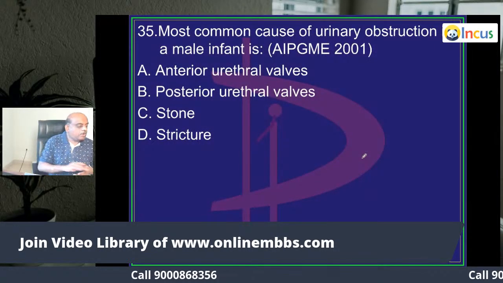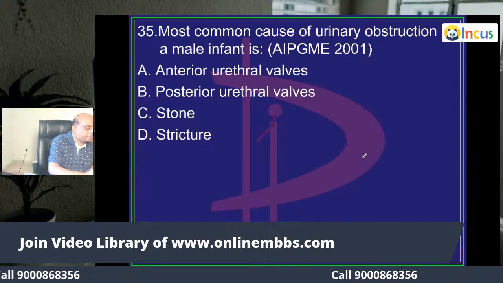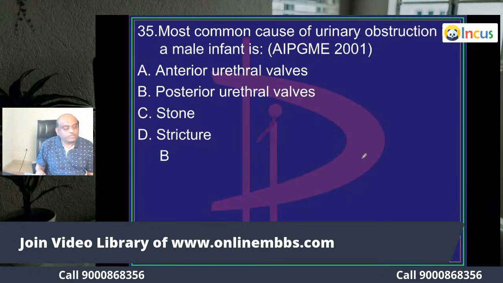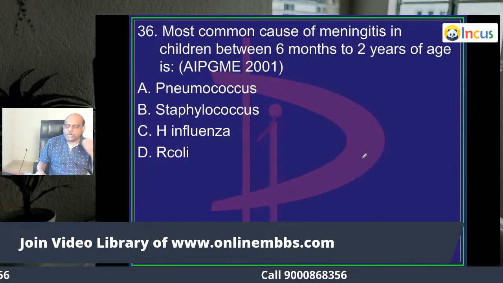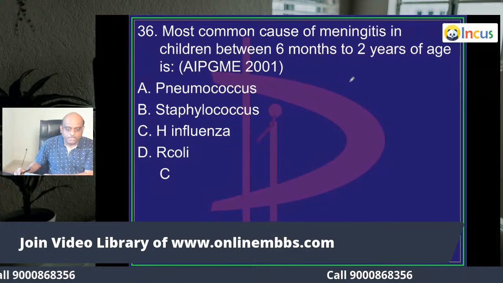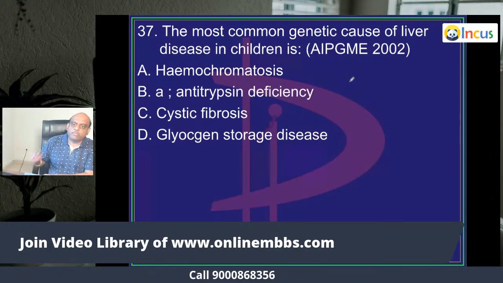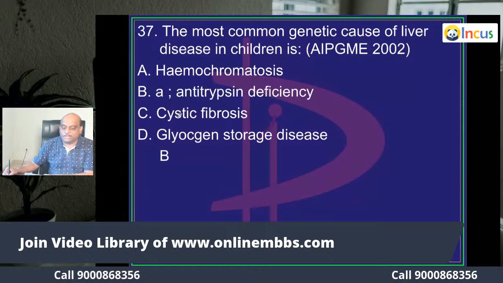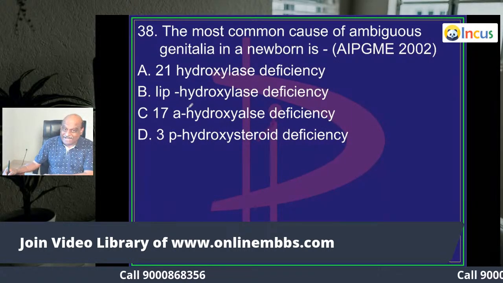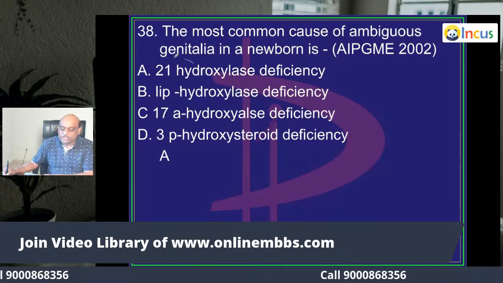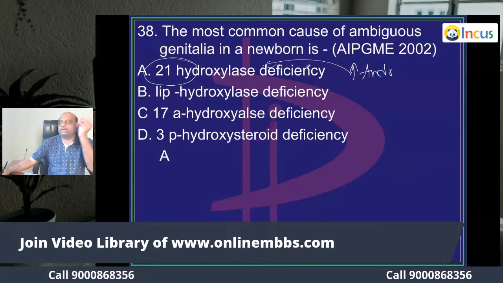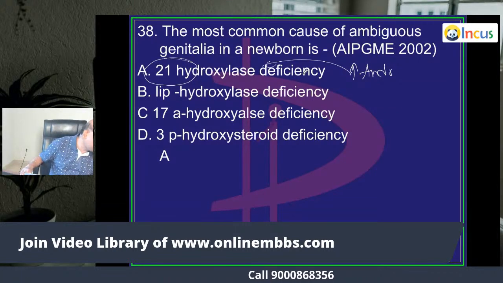The most common cause of urinary obstruction in male infant is posterior urethral valve. The most common cause of meningitis between 6 months to 2 years, H. influenzae. The most common cause of liver disease in children is alpha-1 antitrypsin deficiency. Ambiguous genitalia in newborn is because of the excess androgens that happen because of the 21 alpha hydroxylase deficiency.